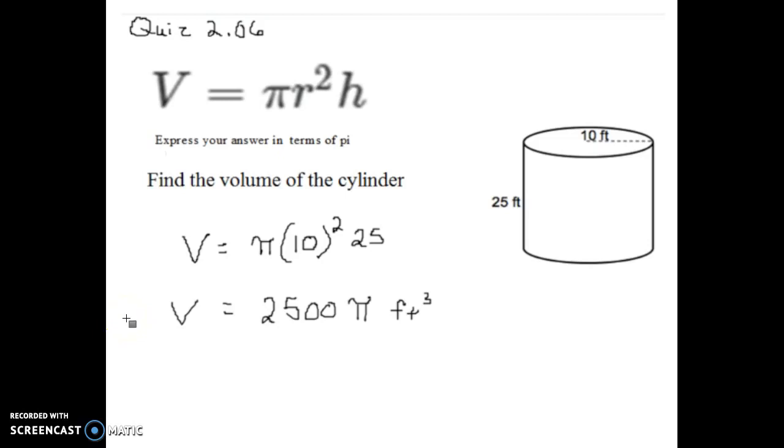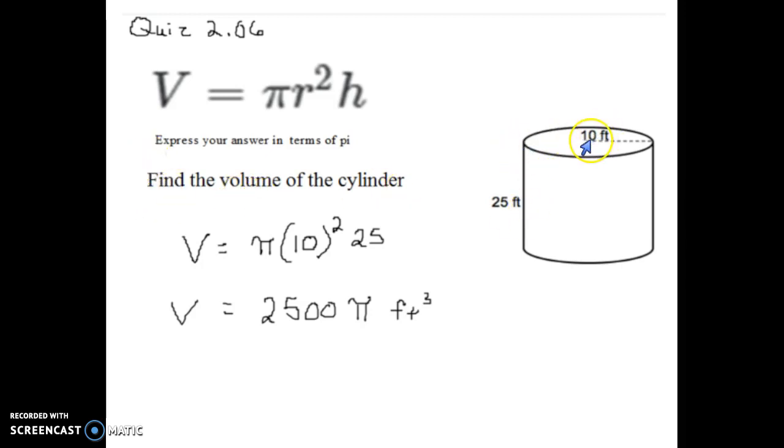All right, this is for quiz 2.06. It was mainly on volumes of cylinders. So remember, the volume of a cylinder is pi times r squared, which is the radius squared times the height. Be careful to look and see how they want you to leave your answer. This particular one wants you to express it in terms of pi, so that means you don't have to change pi to 3.14. Find the volume of the cylinder.